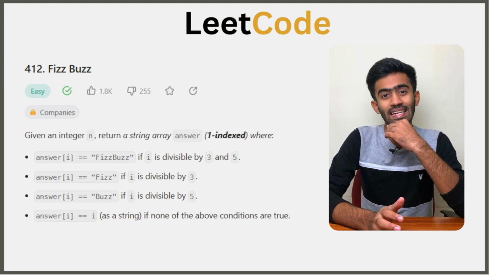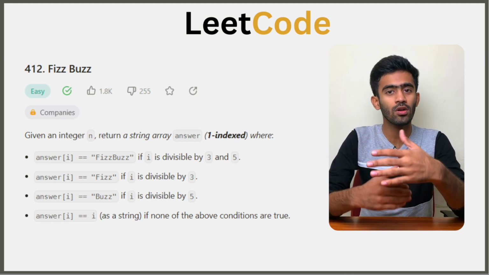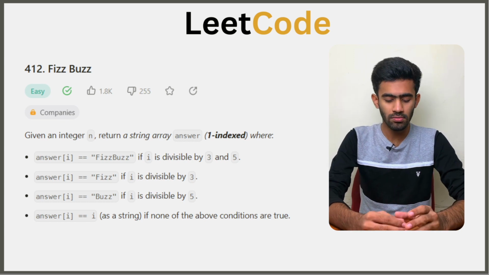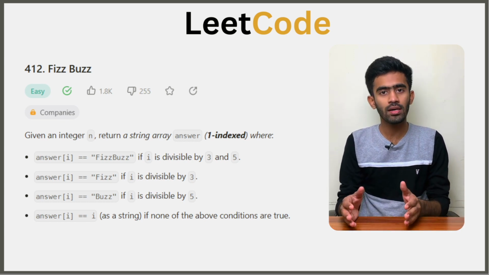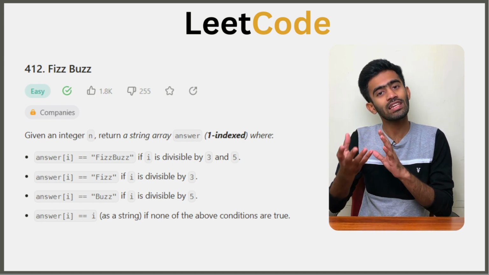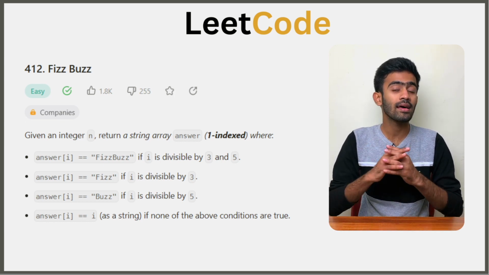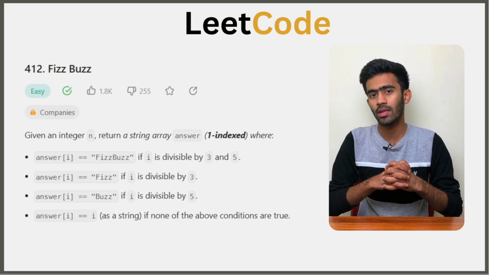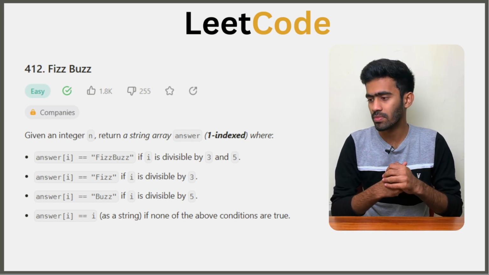Given an integer n, return a string array answer which is based on 1-based indexing. So our input is an integer called n and our output is a string array called answer. They have specifically given that this array follows 1-based indexing rather than our usual 0-based indexing. So with this information, what can we infer?